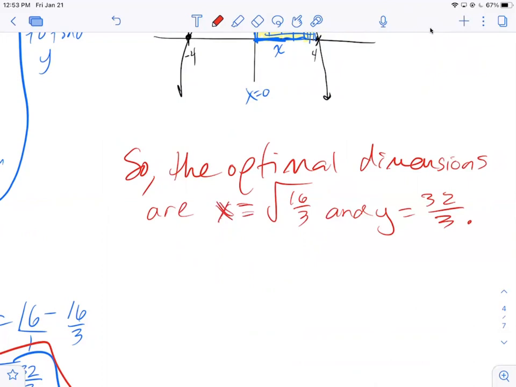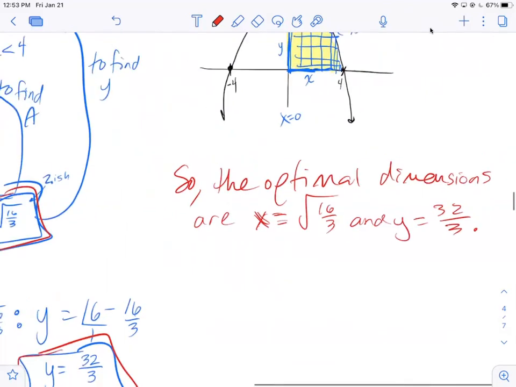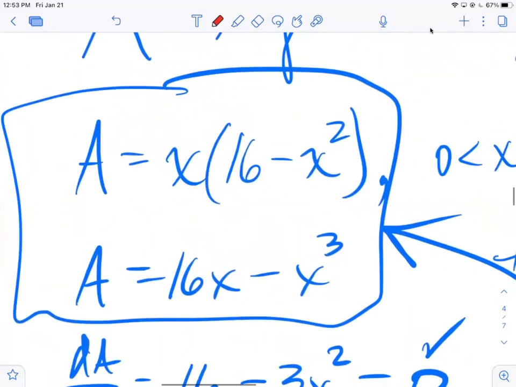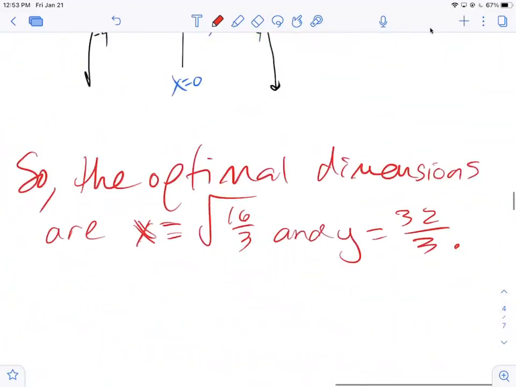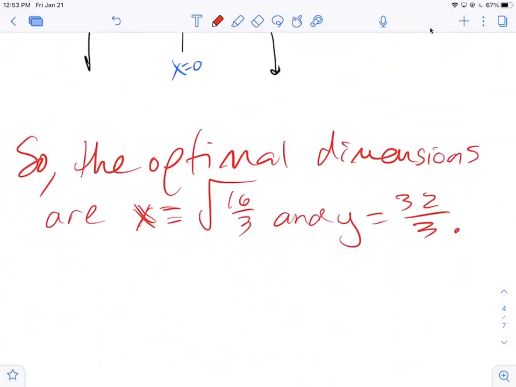And now if it wanted the area, since you had both of them, like if it asked for the dimensions and the area, instead of plugging your x value into one of these, since you have both dimensions, you could just multiply those 2 together.